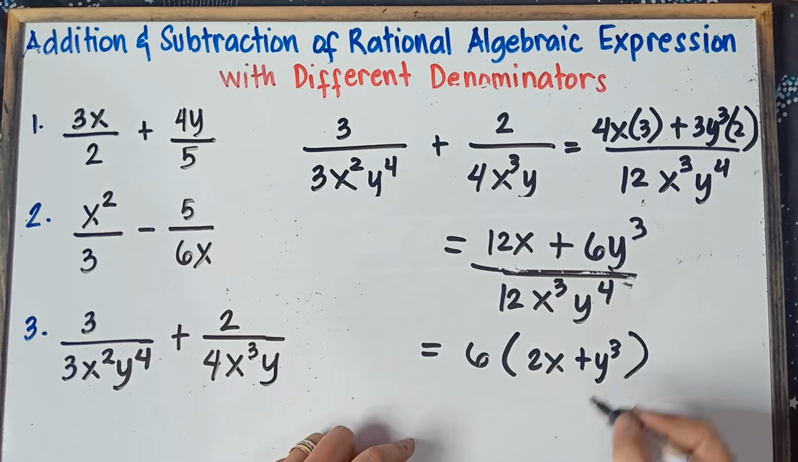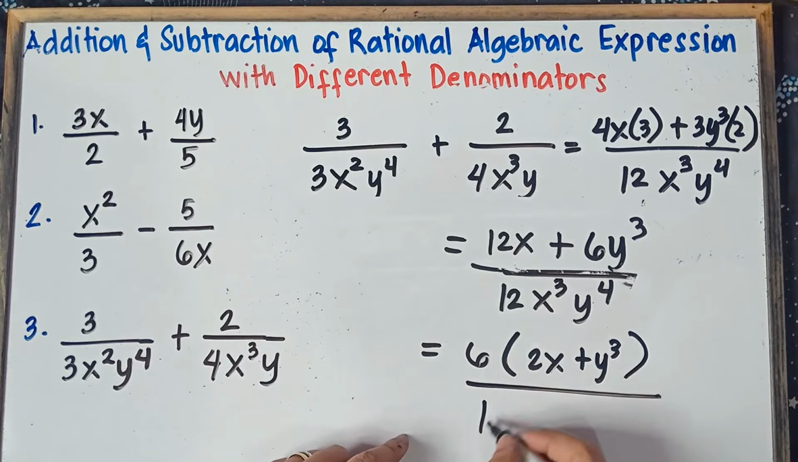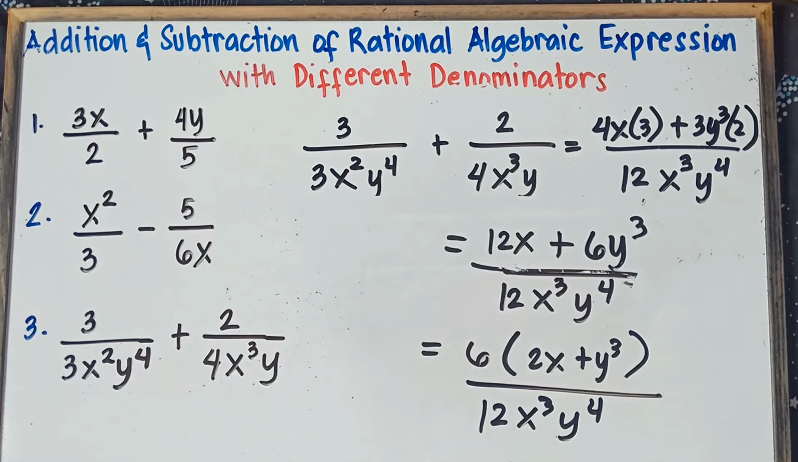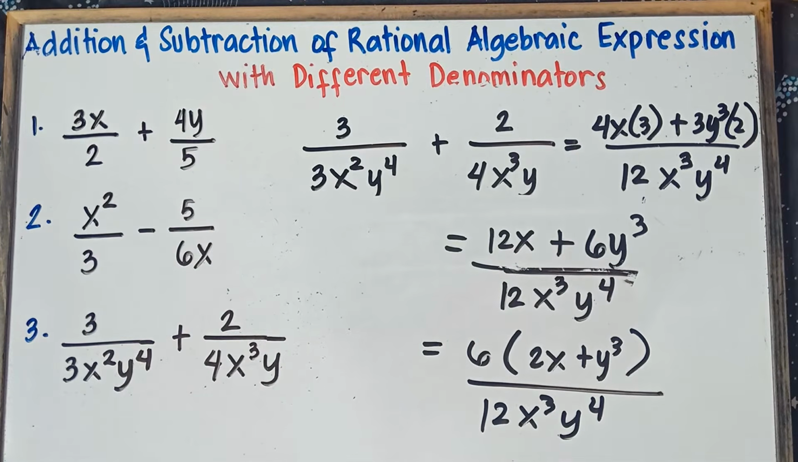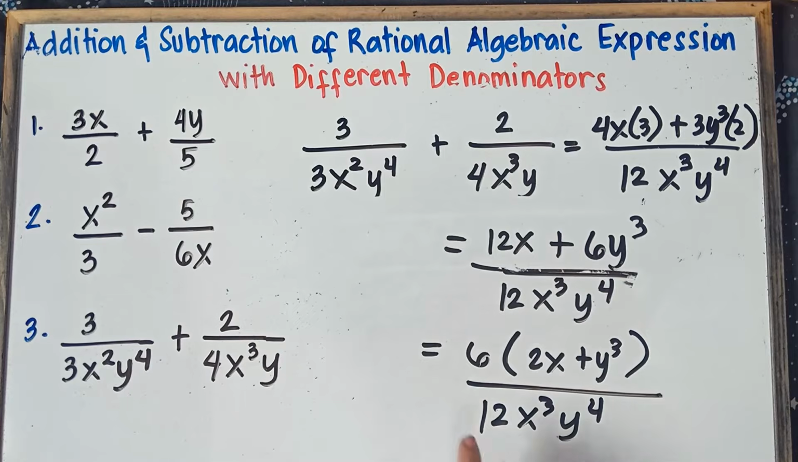Alright, and then close parentheses over 12x cubed y raised to the power of 4. Once again, class, I hope you're not confused. You can always double check your answer if you factored it out correctly by the distributive property. You multiply this one, 6 times 2x, can we get 12x? Yup, we can get 12x.